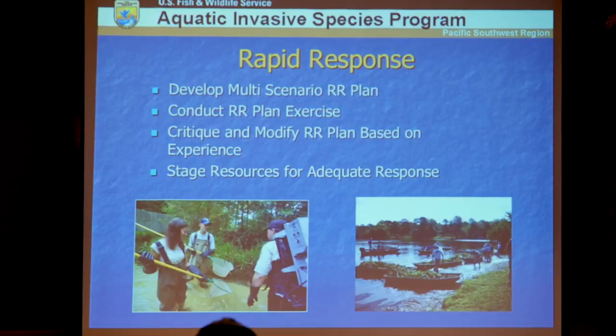Rapid response, we're going to talk a little bit more about that. In the case of Lake Piru and quagga mussels, rapid response is really not in question at this point. It is, however, in the water body, Santa Clara River downstream. Rapid response is still on the table for down below. So, what needs to happen? When developing rapid response plans, you need to develop multiple scenarios. You need to look at all possible outcomes, all possible things that you may find downstream.